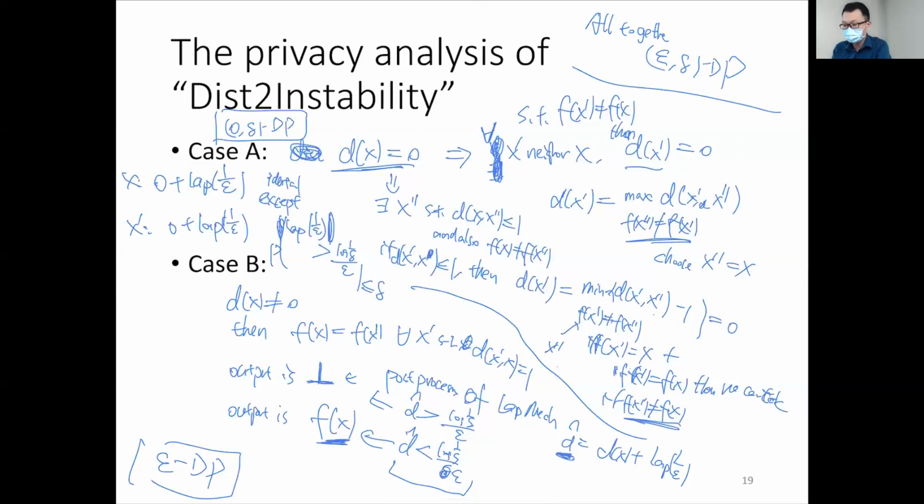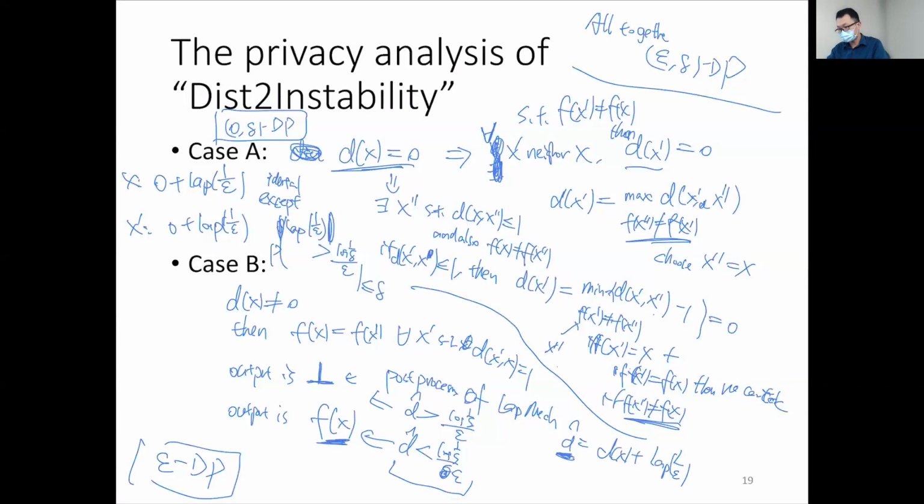Okay, so recall that epsilon-delta DP requires an upper bound to hold for any two neighboring datasets x and x prime. So this is the case when x and x prime satisfy d(x) equal to 0, then it satisfies 0-delta DP. And in the alternative case, when d(x) is not equal to 0, then it satisfies pure DP. So altogether, both of them satisfy epsilon-delta DP, which concludes the analysis.